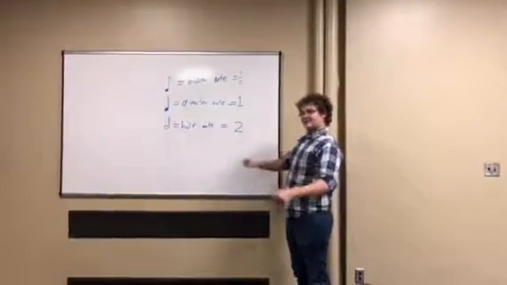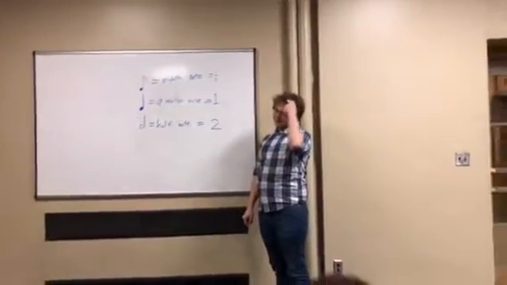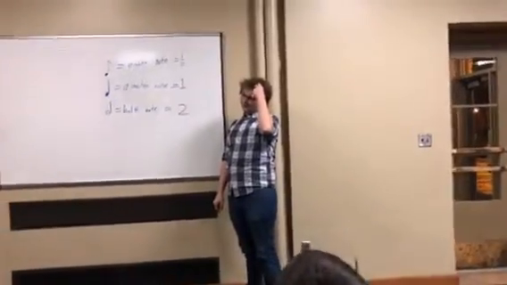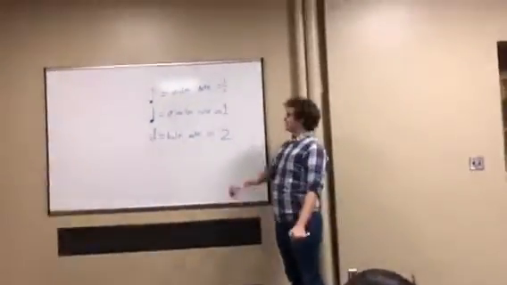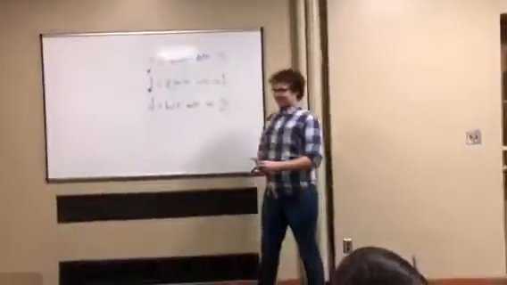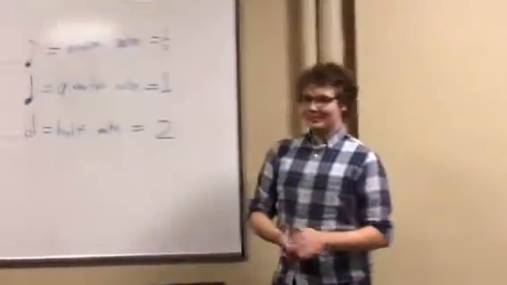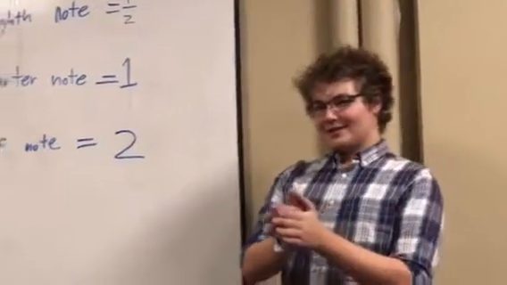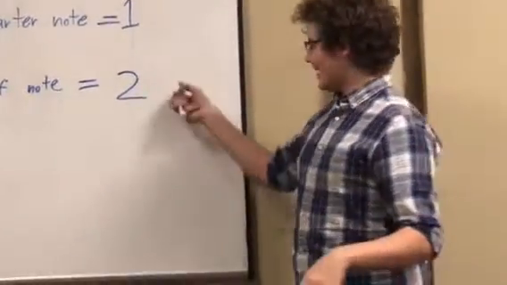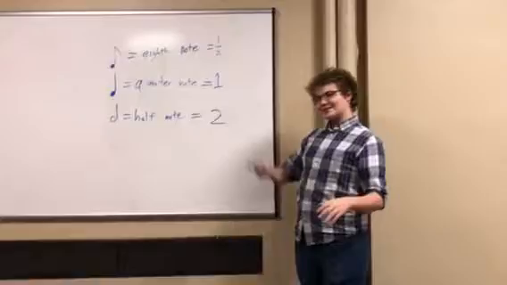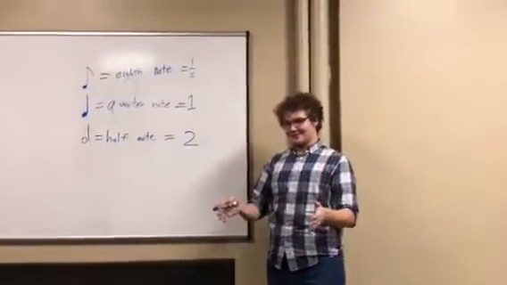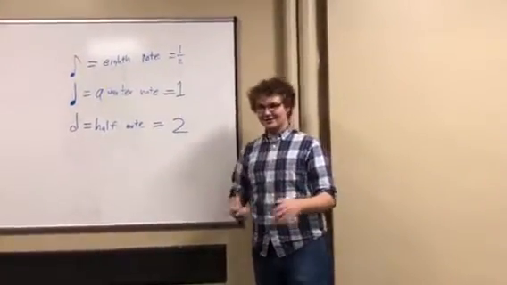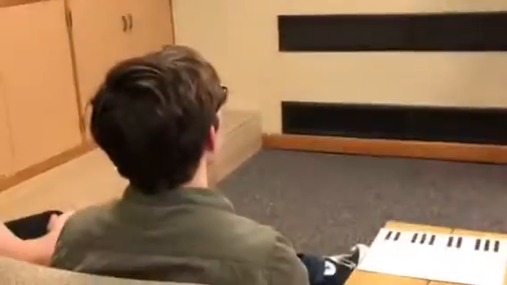Wait, I thought you said that it's half of it though. How is it faster if it's half? Because a quarter note, I'll do a little example here. A quarter note only takes up half of the space that a half note does, and an eighth note only takes up half of the space as a quarter note. Does that make sense? Yeah, some light bulbs going off there.